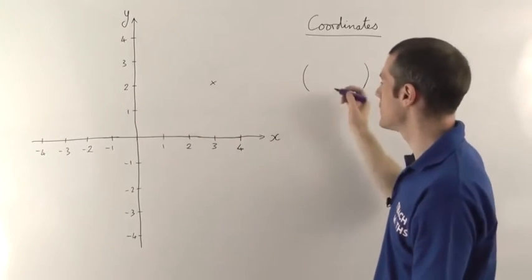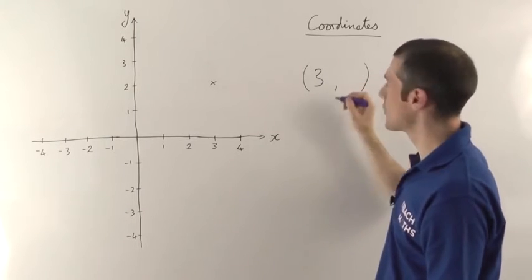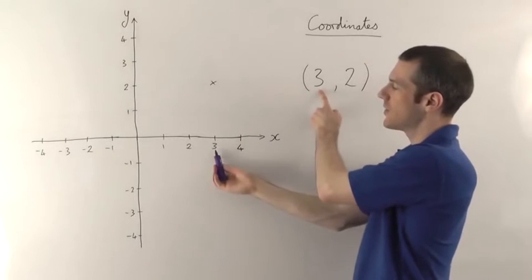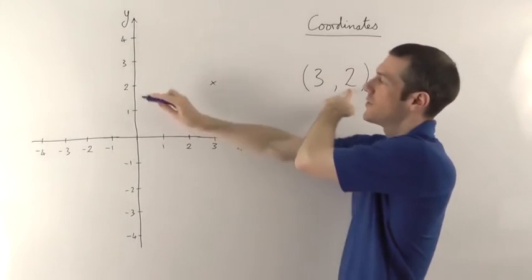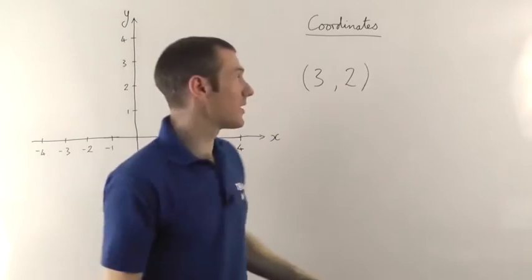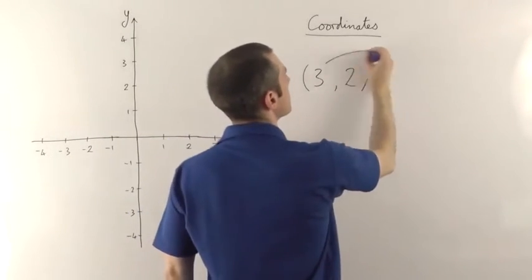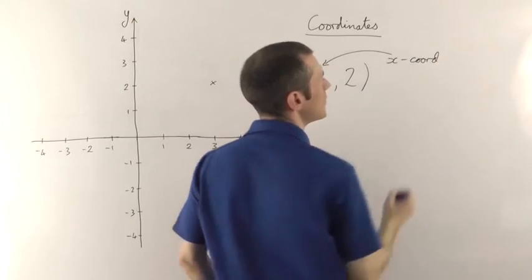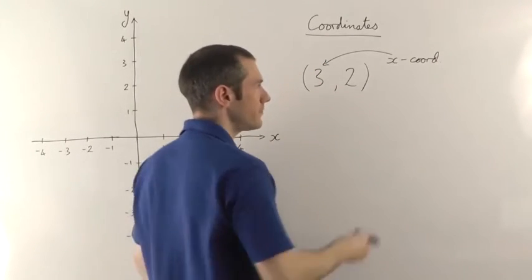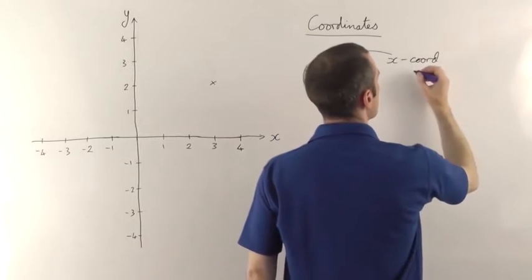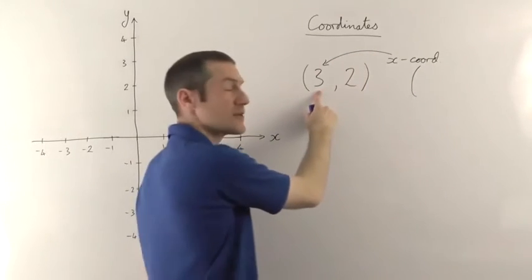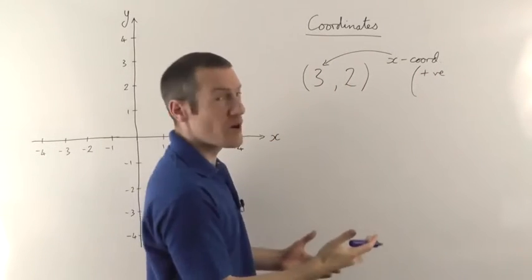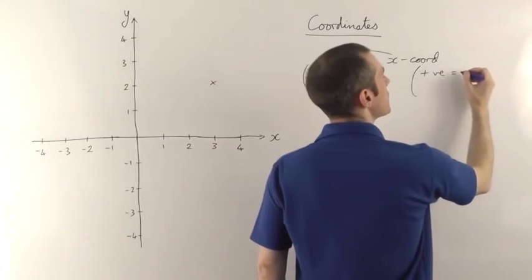So this point here would have the coordinate 3, you put a comma in between and then 2. So that means the x coordinate is 3, the y coordinate, which is always the second one, is 2. So in general here, this first one is always the x coordinate. Usually you abbreviate coordinate to just coord. And for the x coordinate, if the number here is positive, I'm going to write +ve, that's a common abbreviation for positive, then that means you're going to the right.